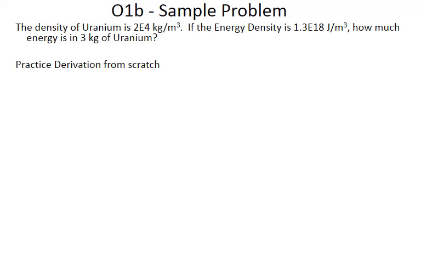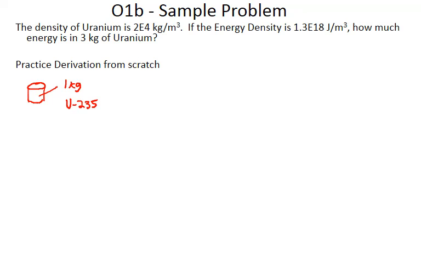We have uranium. The density of uranium is 2 times 10 to the 4th kilogram per meters cubed. The energy density is 1.3 times 10 to the 18th joules per meters cubed. How much energy is in 3 kilograms of uranium? And this would be a good chance to practice the derivation from scratch and then solve it out.